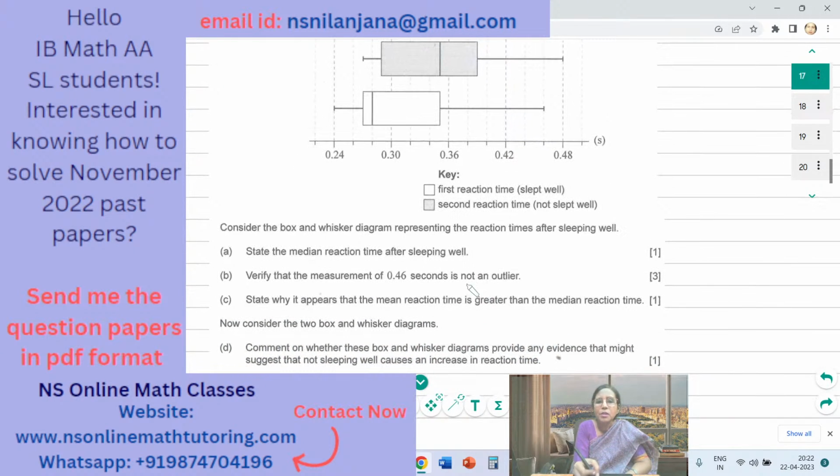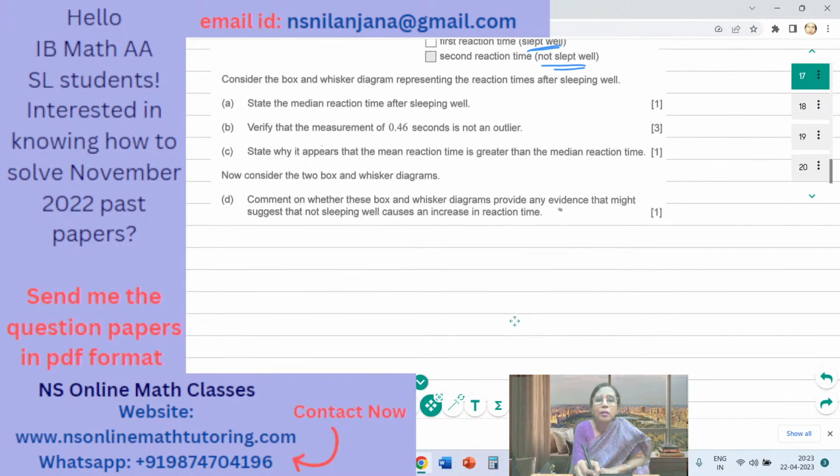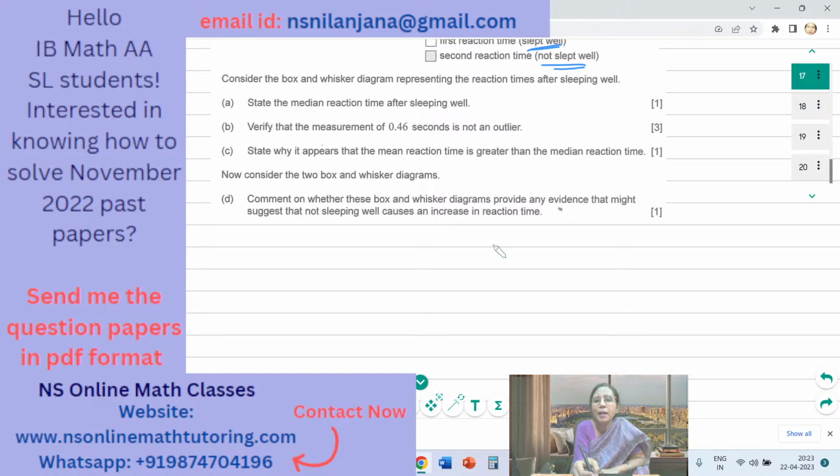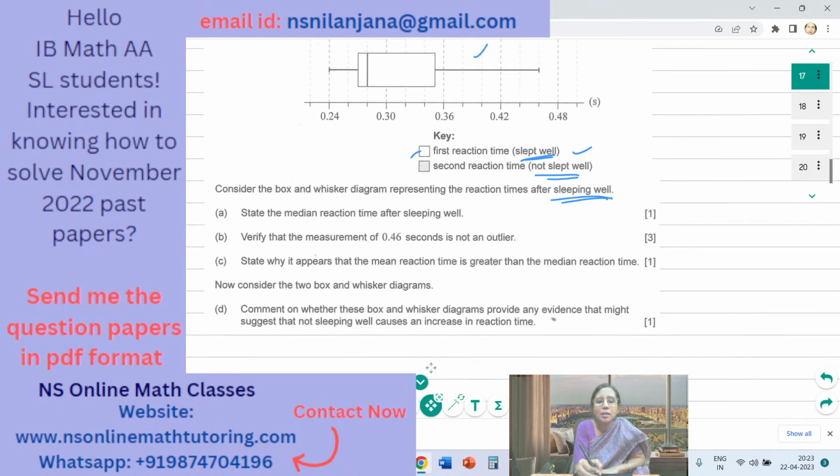Okay. This white one is the slept well thing, first reaction time, and this shaded one is not slept well. Fine, so let us come to the questions. Let us see what has been asked for. Consider the box and whisker diagram representing the reaction times after sleeping well. That means we have to take the white colored thing. So part A, state the median reaction time after sleeping well.